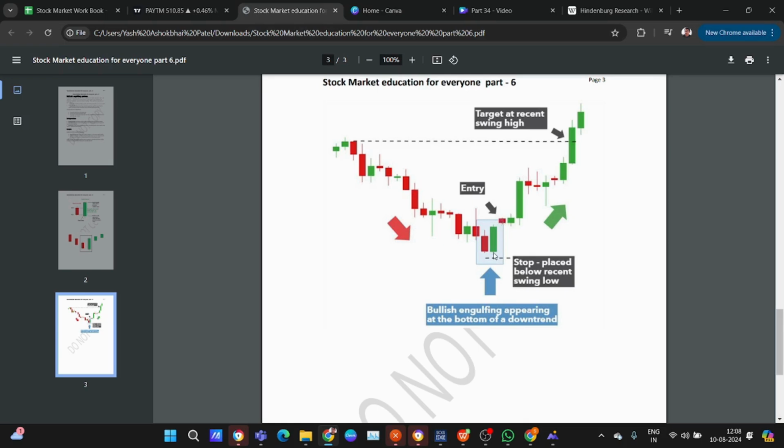Your stop loss is at the low of these two candles. Then you can trail your stop loss up to this level. Now you can enjoy the trade.